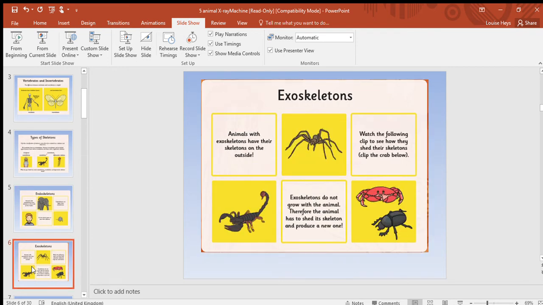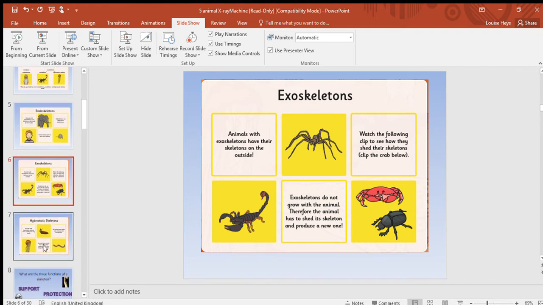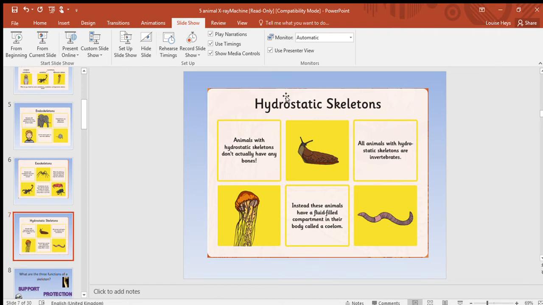Then we've got the exoskeletons. Now, animals with exoskeletons have their skeletons on the outside. Exoskeletons do not grow with the animal, therefore the animal has to shed its skeleton and produce a new one as it gets bigger. Then we have the hydrostatic skeletons. So, animals with hydrostatic skeletons don't actually have any bones, and all animals with hydrostatic skeletons are invertebrates. Instead, these animals have a fluid-filled compartment in their body called a coelom.